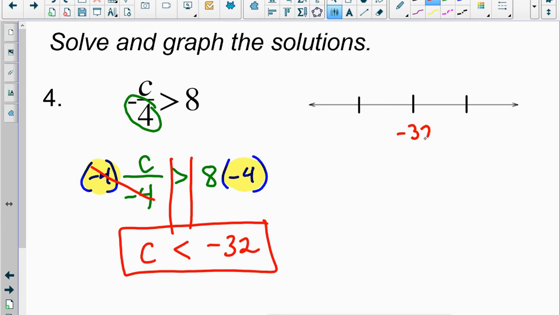So on my number line, I'm going to put negative 32 as my boundary. Knowing I'm on the negative side of 0 and how that works on the number line, it would actually look like that. And I want to use an open circle because it's strictly less than negative 32, but not equal to negative 32. And then anything less than negative 32 will be to the left on the number line. So we had to reverse the inequality symbol because we multiplied both sides by negative 4 when solving.